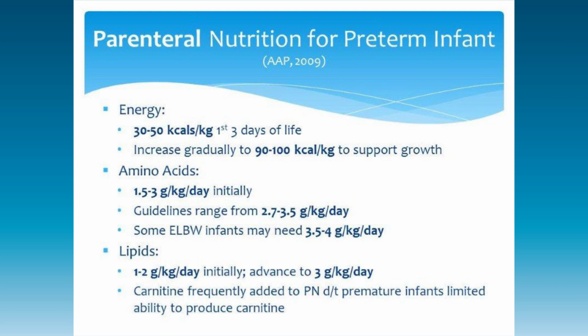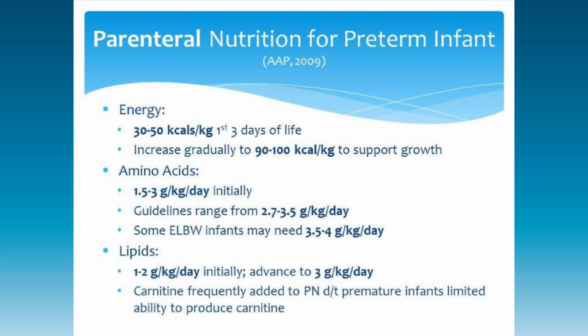So for energy needs for parenteral nutrition, and with adults, yeah, same thing, but we just don't care as much because there's a little more wiggle room and room for error, but there's not with an infant that's 2 pounds. So the difference becomes significant with this population. The energy needs are 30 to 50 calories per kilogram for the first 3 days of life, and then increase gradually to 90 to 100 to support growth.